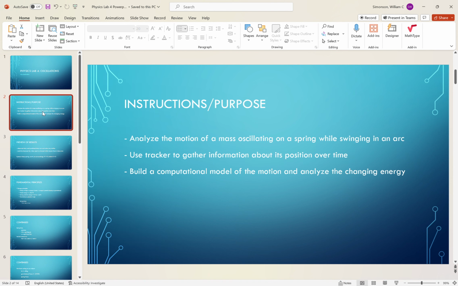So the instructions and purpose of this lab is to analyze the motion of a mass oscillating on a spring while swinging in an arc, to use a tracker to gather information about its position over time, and to build a computational model of the motion to analyze the changing energy.